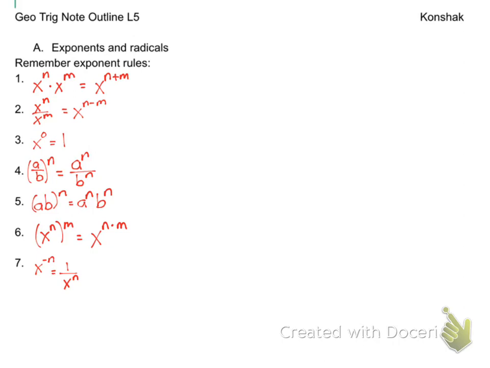Now guys, we could switch this around. It could be 1 over x to the negative m. And the negative exponent is on the bottom. Therefore, it will go to the top and become x to the m.